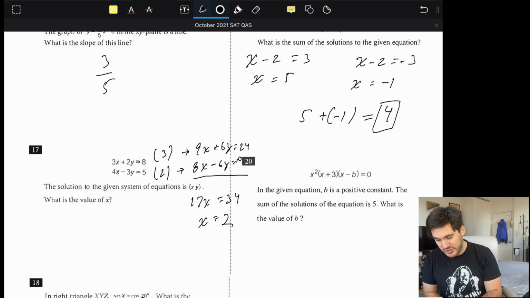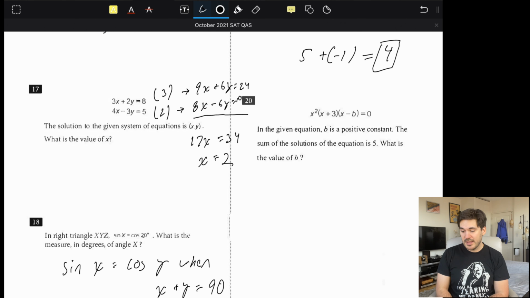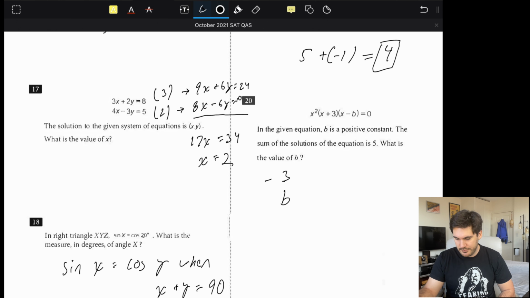And last question, number 20. In the given equation, b is a positive constant. The sum of the solutions of the equation is 5. What is the value of b? Cool. So remember, the solutions are basically going to be the opposites of whatever the signs are. So if you have an x plus 3, one solution is going to be negative 3. If you have an x minus b, the other solution is going to be b.